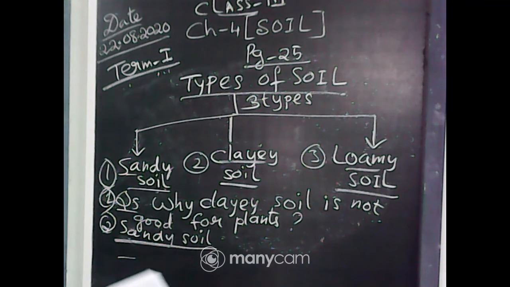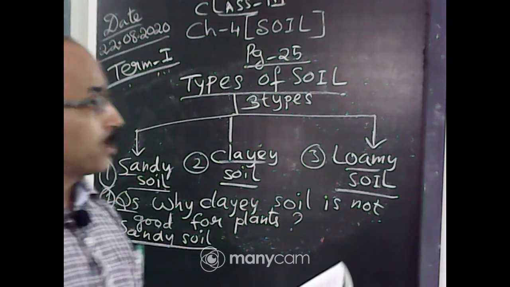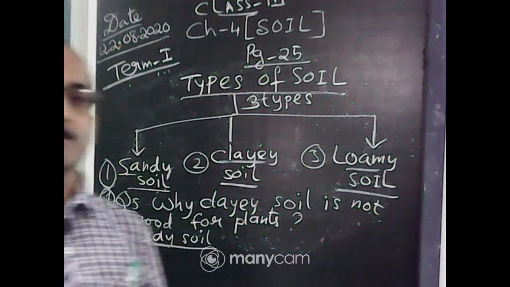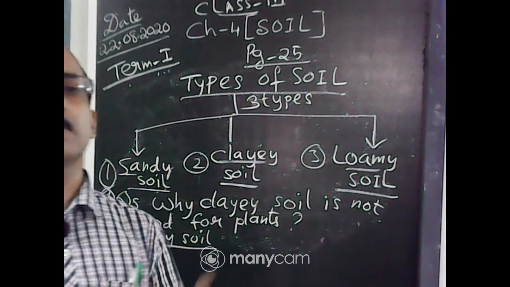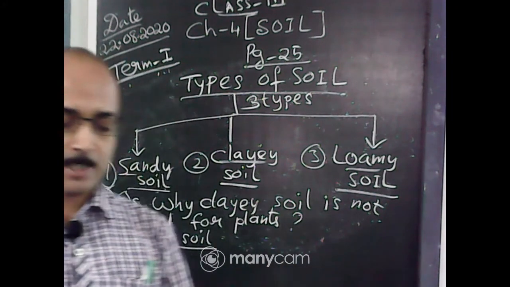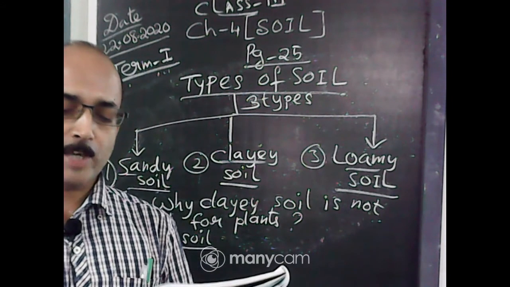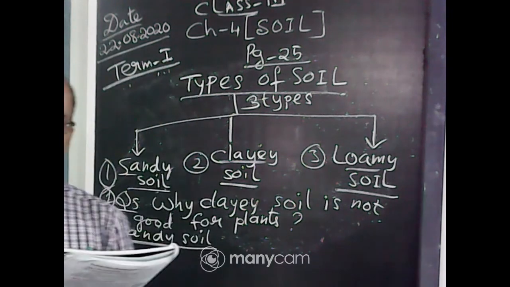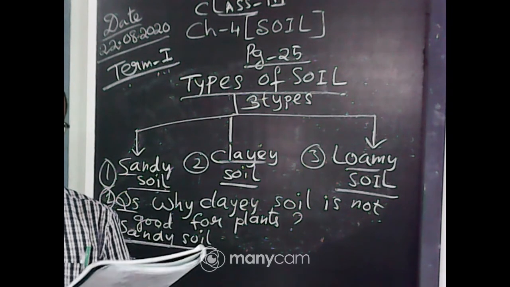Okay. Now sandy soil, it mainly consists of sand. As the name, you can identify it, sandy soil. Sandy means sand. Okay. So, the name suggests that it mainly consists of sand. There is a lot of air in the spaces between its large particles, but it cannot hold much water because water can easily pass through these spaces.